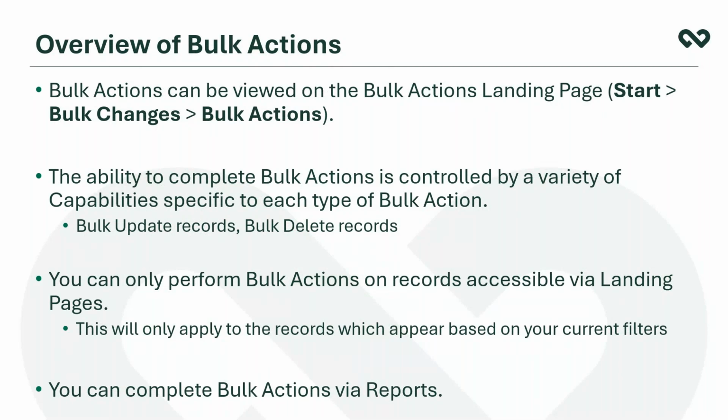You can only perform bulk actions on records which have landing pages. By this I mean records such as people, opportunities, organizations, rather than something like line items or notes. And you can also run bulk actions on reports. So if you have a report which has a filtered down view using criteria you wouldn't be able to apply on a regular landing page, you can also really helpfully run those changes from here.